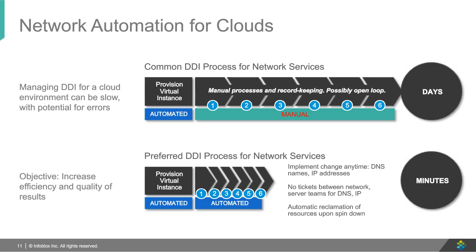So the network team loses visibility and control of the IP address space, and that causes IP overlapping or conflict, right? So in a nutshell, this makes your entire DevOps process more complex, more difficult, and obviously costly.